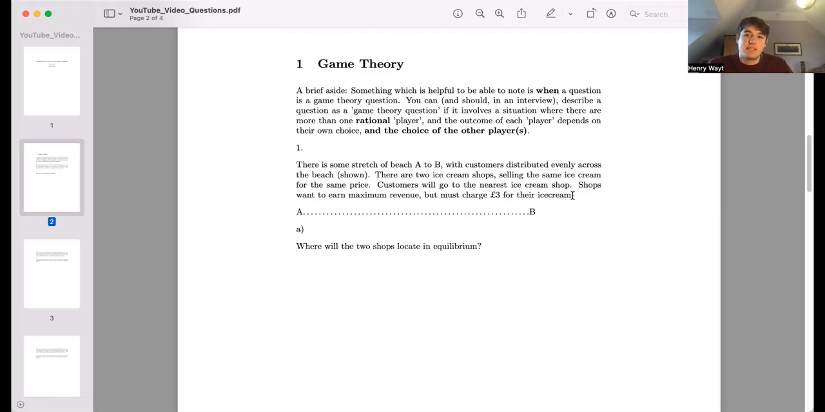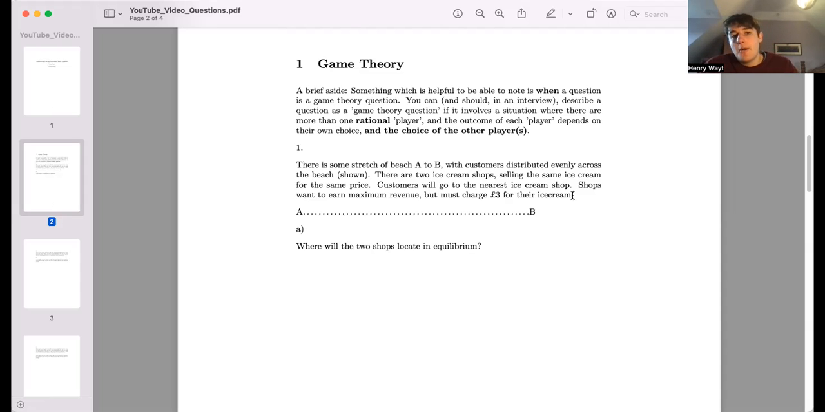So if I was answering this, the first thing I'd be trying to point out is that this is a game theory question, because both shops, let's call them shop one and shop two, are rational agents, and they're both trying to maximize their own return.